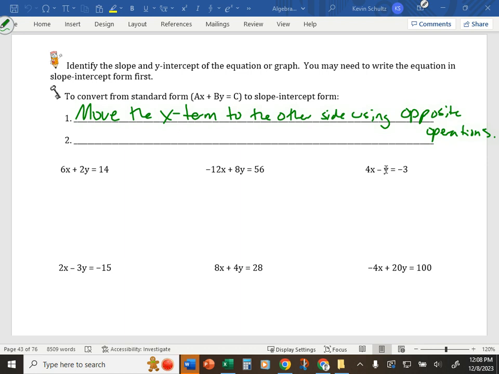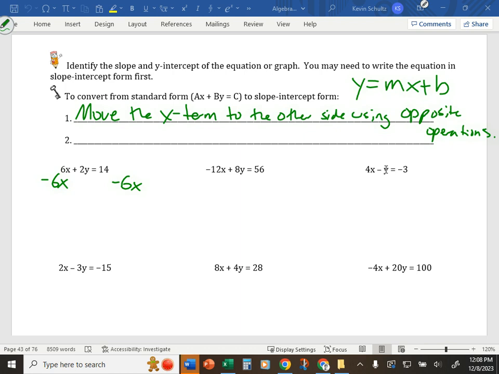So let's just start: 6x plus 2y equals 14. Let's practice this. We're going to move the x term to the other side using opposite operations. This 6x is positive, which means we are going to be subtracting it, right? We're moving it back on the other side away from y, because recall, slope-intercept form, y equals mx plus b, y is by itself, right? So we have to move that x term back over to the other side.